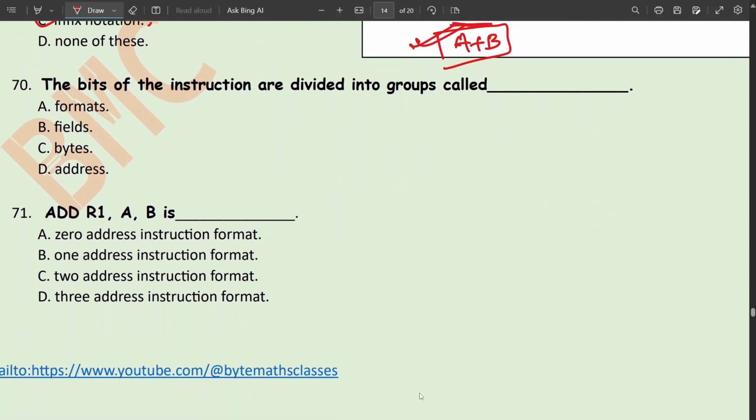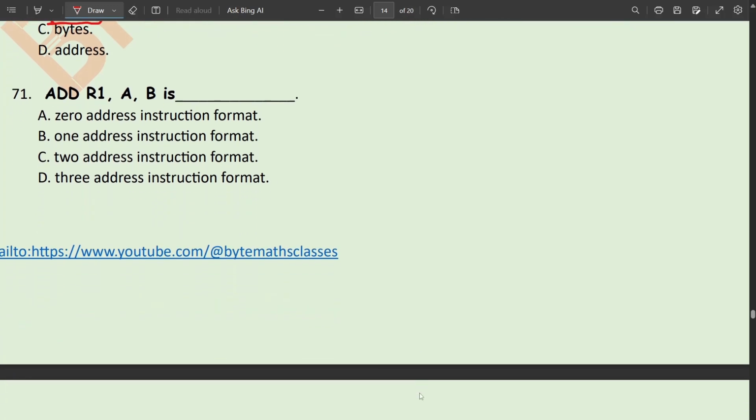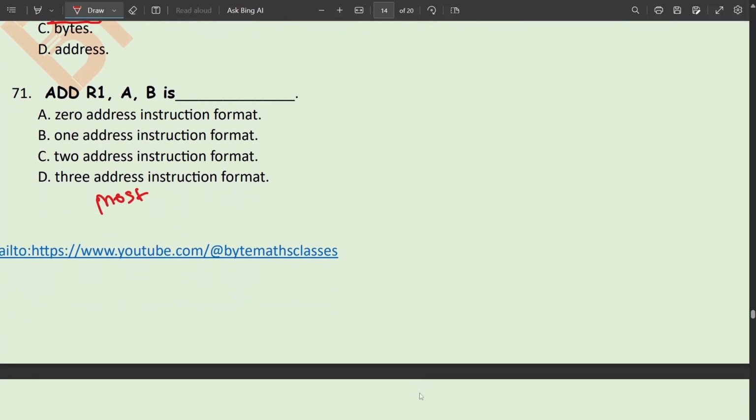Next, the bits of the instruction are divided into groups. Answer will be fields. Divided into group fields, like this. Next, this is most important question you will see in your examination. Most important. Add R1, A, B is 3 address instruction. Option number D is correct.